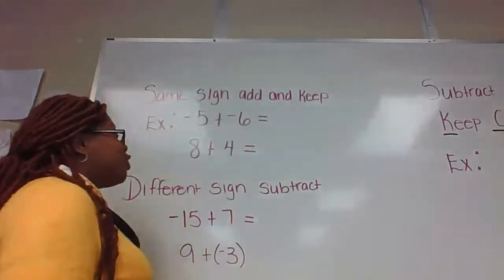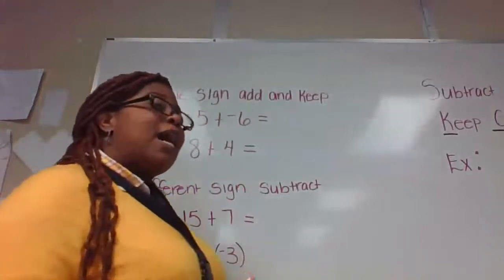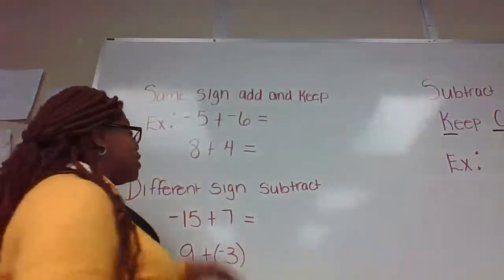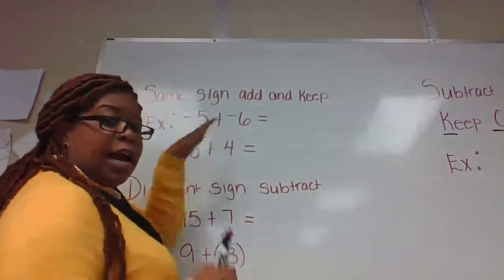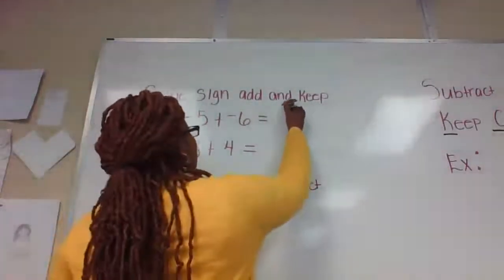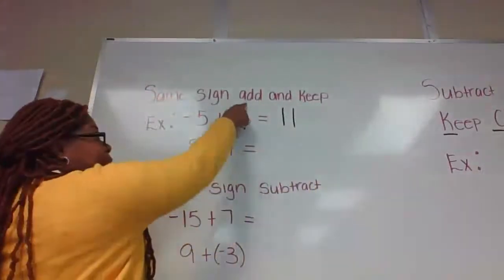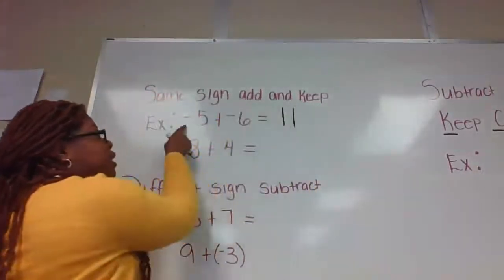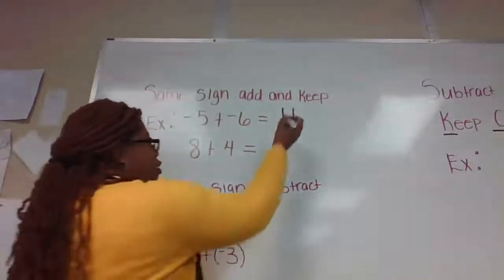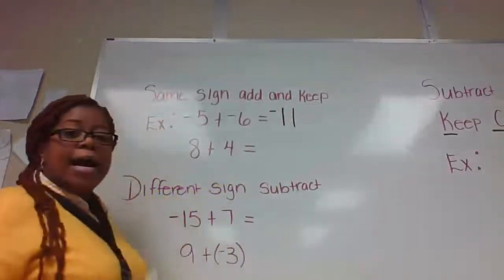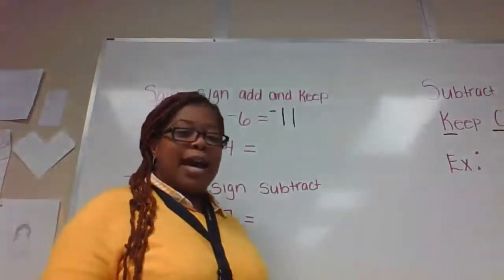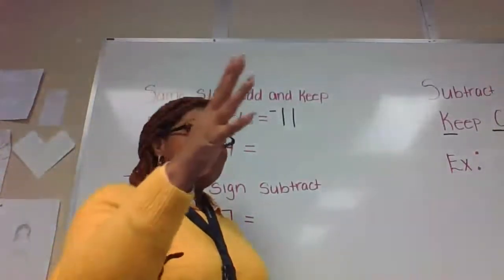What sign is in front of both of these numbers? Good, negative. So since both of them have the same sign and there is an addition sign in the middle, which means we're adding, we're simply going to add the two numbers together. And so 5 plus 6 is absolutely 11. So that's add and keep. We're going to keep their sign. So since both of them have a negative sign, we are going to keep the negative sign. So our answer is -11. Got it? Any questions? All right.